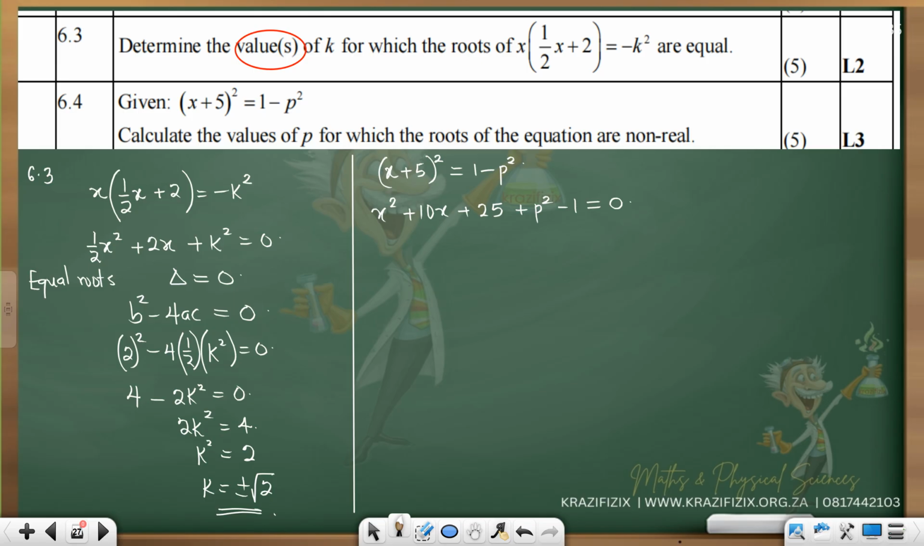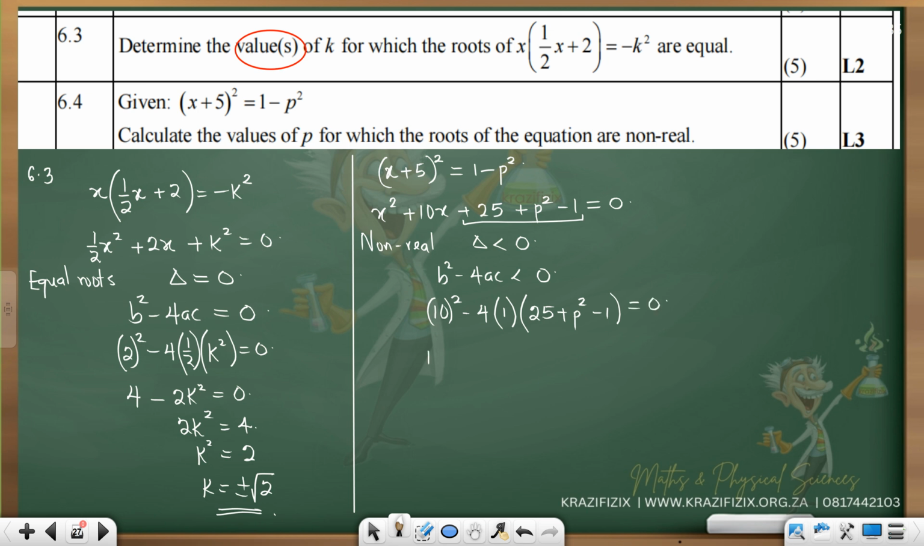I have to write it in standard form. But I want the roots to be non-real. Okay, for non-real, what is the condition? My discriminant must be less than 0. You see, once you know your conditions, maths becomes very, very straightforward. What is our b? b is the coefficient of x. 10 squared minus 4. What is a? 1. What is c? C is this whole thing, guys, the constant. 25 plus p squared minus 1.